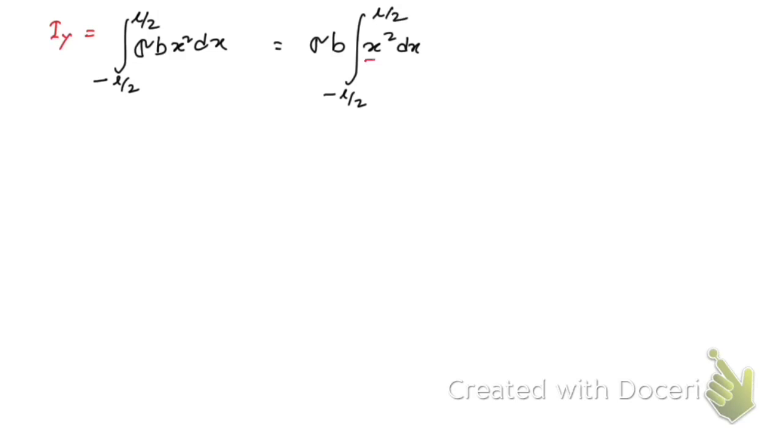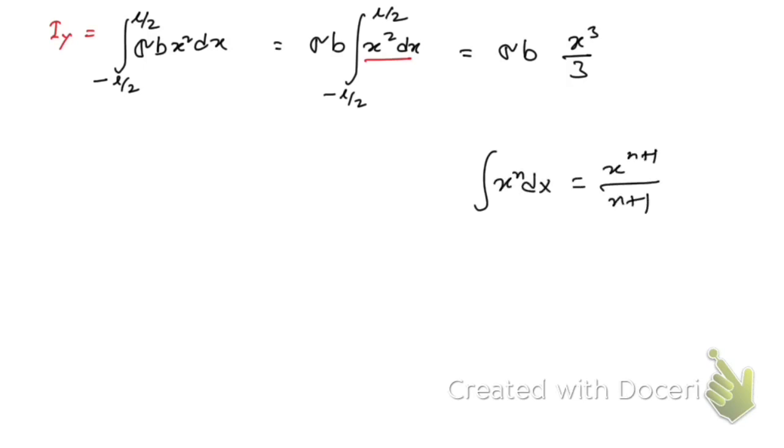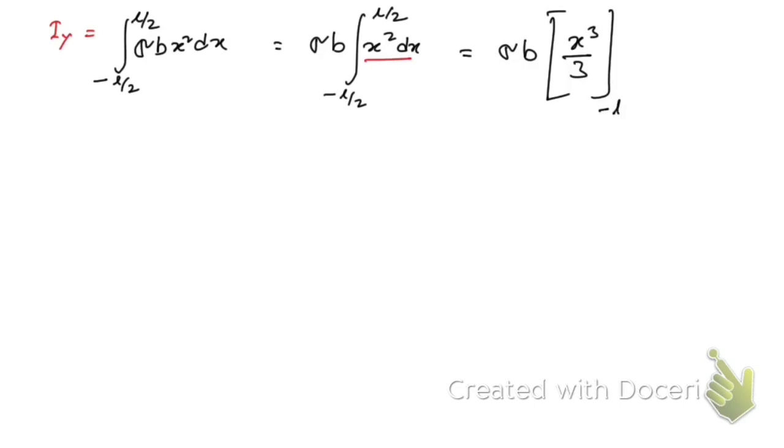So if we integrate x square dx, first let me write sigma into b, we're going to get x cubed by 3. We know integration of x to the power n dx is x to the power n plus 1 by n plus 1. As we have lower limit and upper limit, we don't need to put the integrating constant here. Hope you have understood this. So here minus L by 2 to plus L by 2.